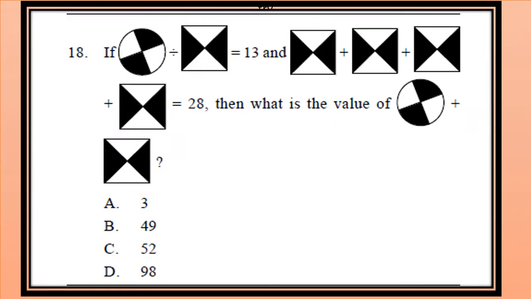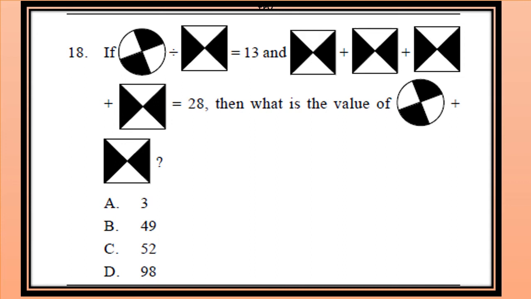Question number 18. If circle divided by square is 13 and square plus square plus square plus square is 28. So 4 square equals to 28. Then what is the value of circle plus square? So from second equation we can take out the value of square. 4 square is 28. So what will be the value of 1 square? Now this value is substituted in first equation.